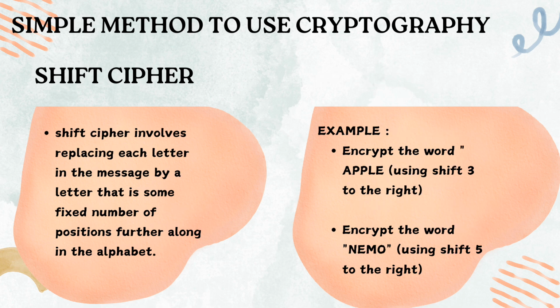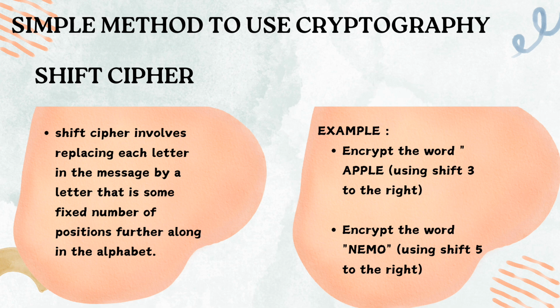Alright po? Now, let's talk about the simple methods to use in cryptography. We have the shift cipher and the modular operator, but we are going to focus first on the shift cipher. Shift cipher involves replacing each letter in the message by the letter that is some fixed number of positions farther along in the alphabet. Shift cipher is the simplest method po to use in cryptography, and we have an example here.